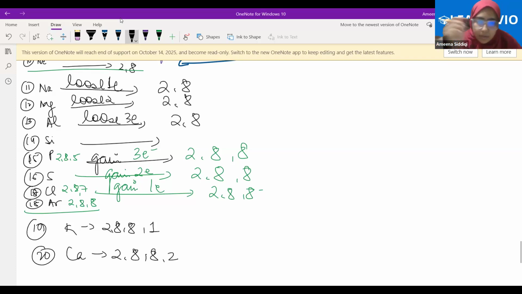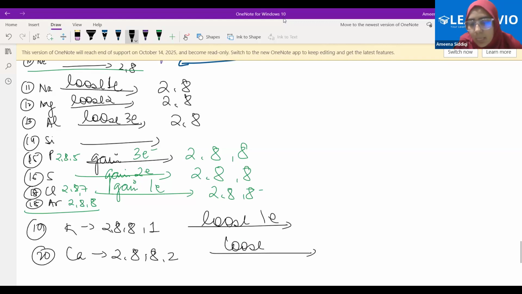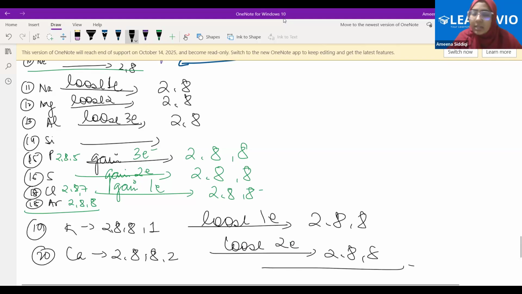So they're clearly nearer to argon. So what will they want to acquire? They will want to acquire the electronic configuration of argon. So what will potassium do? Lose 1 electron. For calcium, what will it do? Lose 2 electrons. Clear? It becomes this, and it also becomes this. Anyone any problem here?